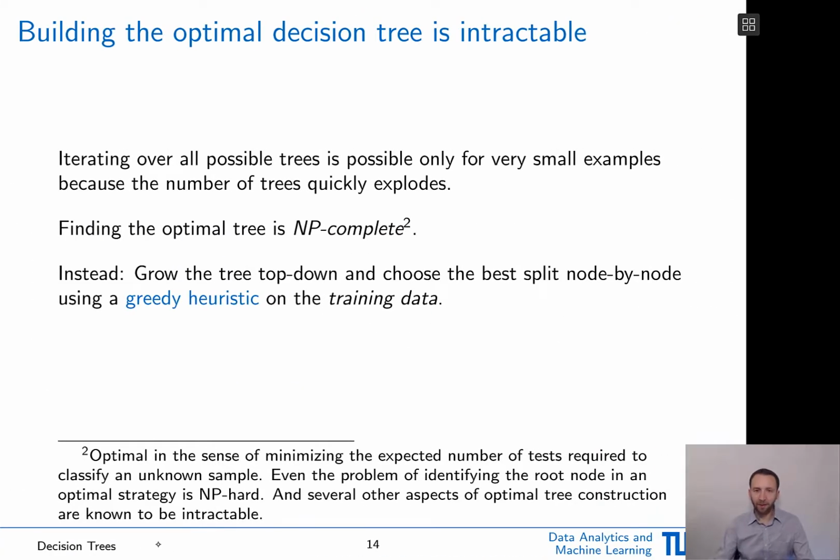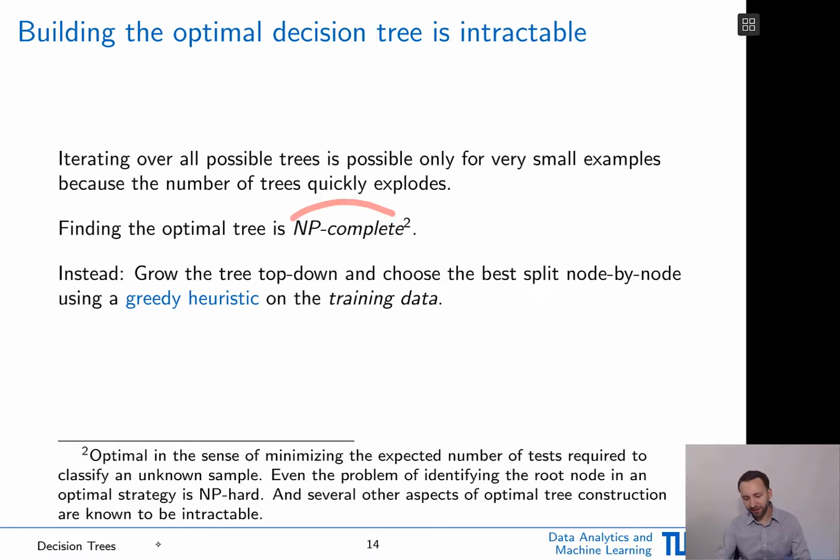So indeed, there are some theoretical results on this. We don't discuss it in detail, but it's not only very expensive to enumerate these, you can also show, for example, that finding the optimal tree is an NP-complete problem. So what does it actually mean?